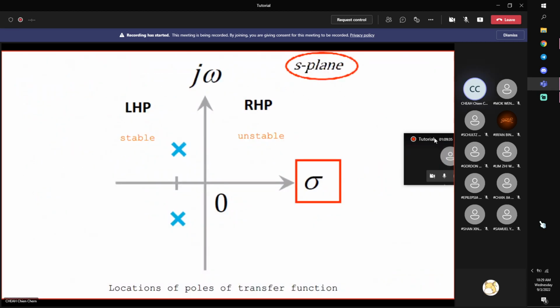So this slide summarizes everything. Get the transfer function, check the poles. If the poles are on the left half plane, it is stable. If they are on the imaginary axis as well as on the right half plane, we call it unstable.